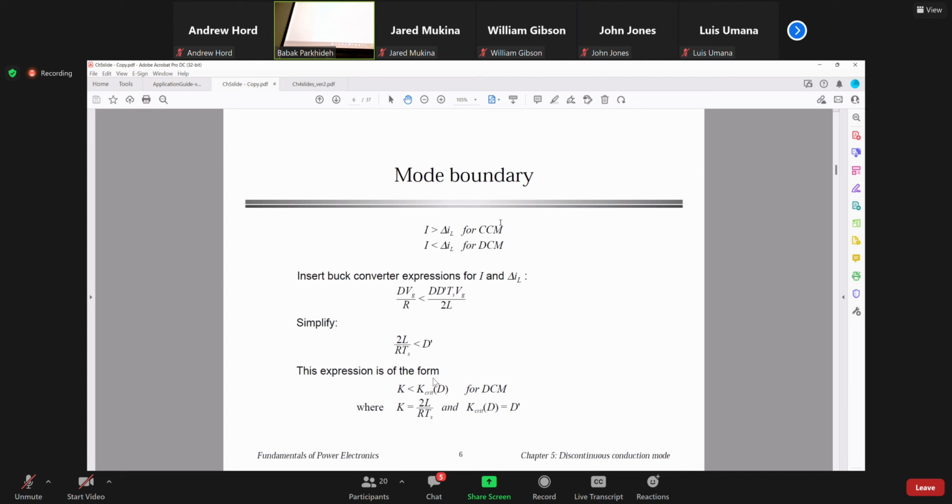Is that clear? Exactly, yeah, that's correct. As I said, you never design it to be equal or something like that, right? That's why it's called a tendency. The smaller it is, the deeper you are into DCM. The bigger it is, the farther you are, we call it deep CCM.